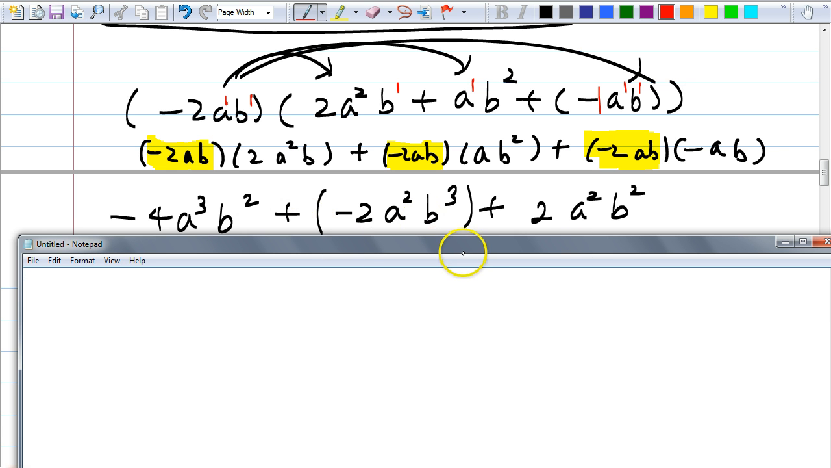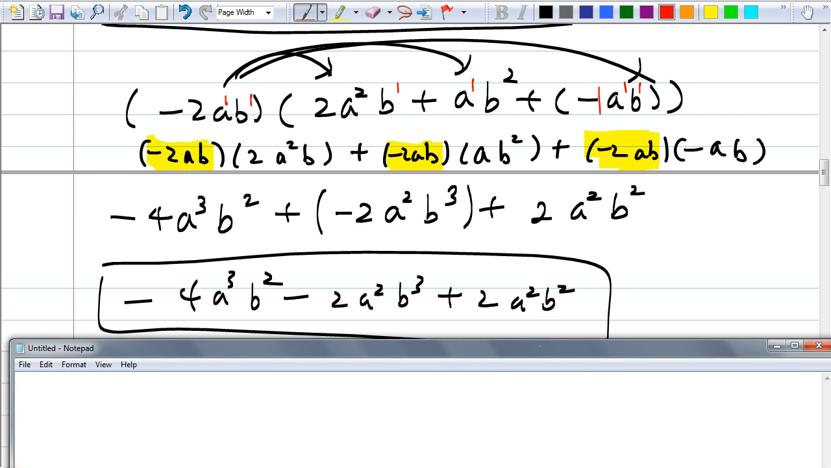And of course, plus negative means subtraction, right? By definition of subtraction. So here you go. How many people got this answer? Raise your hand. Negative 4a cubed b squared minus 2a squared b cubed plus 2a squared b squared. Did you guys get this? Any questions? No questions? All right.